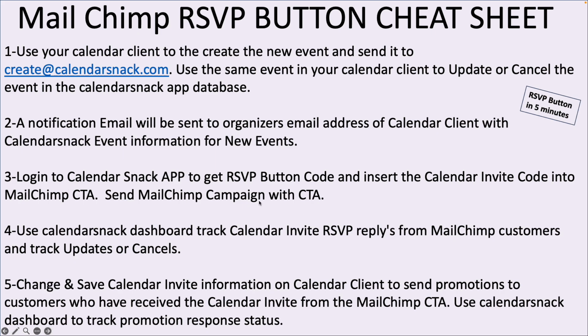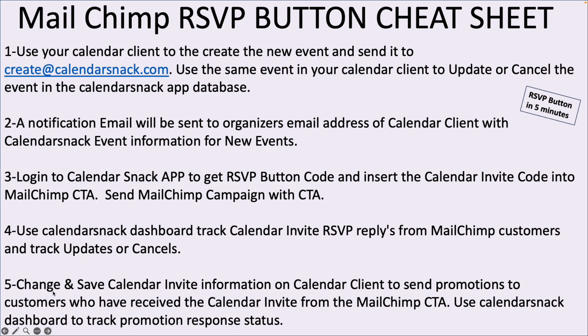You're going to log into Calendar Snack to get the RSVP button code and insert it into MailChimp. You're going to send out your MailChimp campaign with this call to action button inserted into it. This call to action button essentially is our API, and the API matches the email address and sends out the calendar invite to track. You're going to use the Calendar Snack dashboard to track the RSVPs from your MailChimp customers. And that is kind of a critical part of this demo.